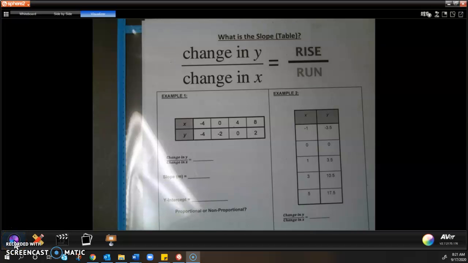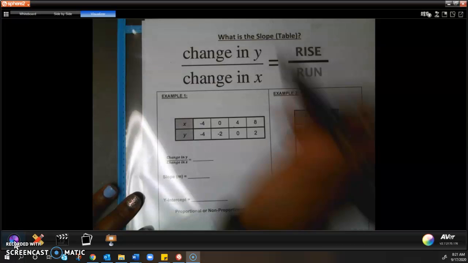Good morning. So today we are going to be going over finding the slope and y-intercept from tables and being able to write a linear equation from a table. So the first thing we need to do in order to find our slope from a table, we need to do our change in y over change in x.